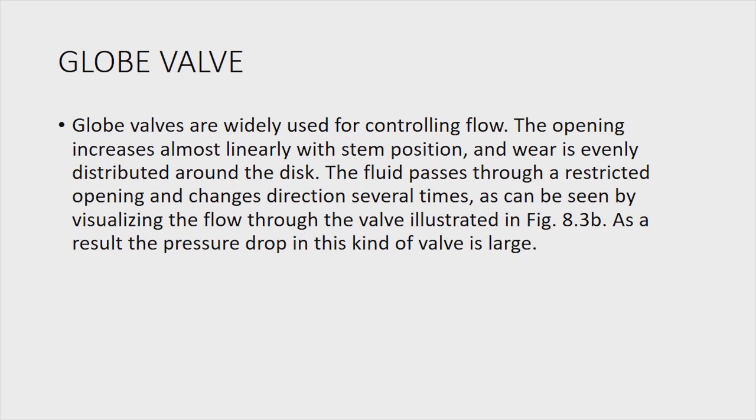The next important valve is the globe valve. Globe valves are widely used for controlling the flow in various industrial applications. You can see globe valves in many places. The opening increases almost linearly with the stem position, and wear is evenly distributed around the disc. The fluid passes through a restricted opening and changes direction several times, which can be seen by visualizing the flow through a valve, illustrated in figure 8.3b of McCabe-Smith. As a result, the pressure drop in this kind of valve is large. A globe valve can also tolerate high pressures, that is, peaks.